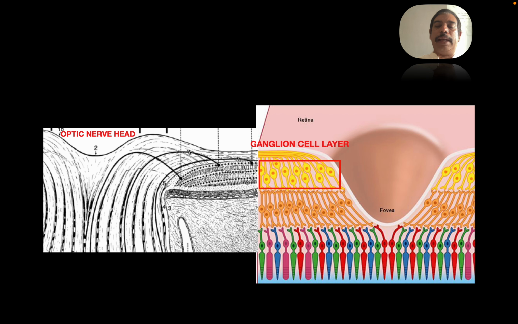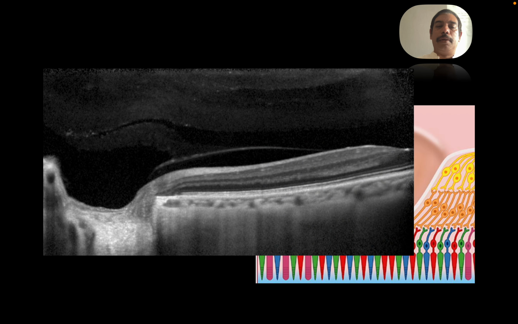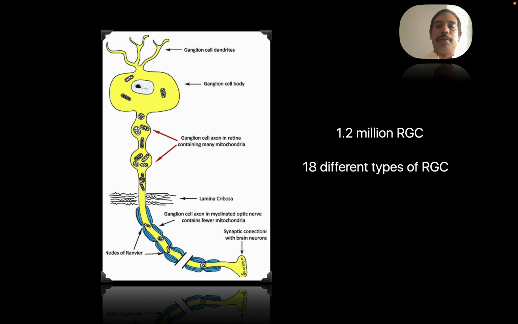Ganglion cells have a lot of importance in the glaucoma process. The axons of the retinal ganglion cells form the optic nerve head. This is the neuroretinal rim, which is formed by the axons of the retinal ganglion cells. This is the retinal ganglion cell, which has a cell body and a dendrite. There are about 1.2 million retinal ganglion cells with 18 different types.